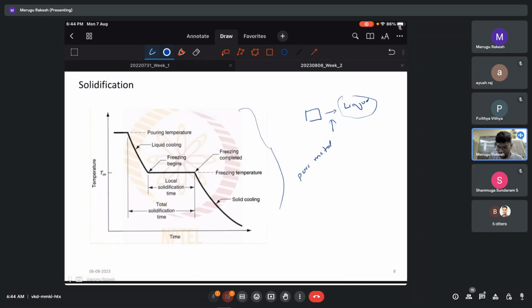because it will freeze at a constant temperature, in which it is going to reject the latent heat into the surroundings. So we have a pouring temperature, we have a liquidus line, above which it will be completely liquid, and then we have the local solidification time, and then the completion of freezing, that is the freezing temperature, and then solid cooling. So if anyone asks what the total solidification time is, it is the solidification time from the pouring temperature to freezing. It's not till room temperature. That's why they mention total solidification time, also called TST. Okay, total solidification time. So this is what happens in pure metals.